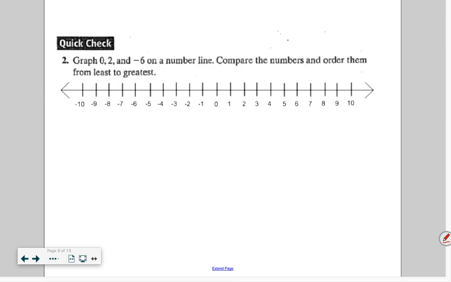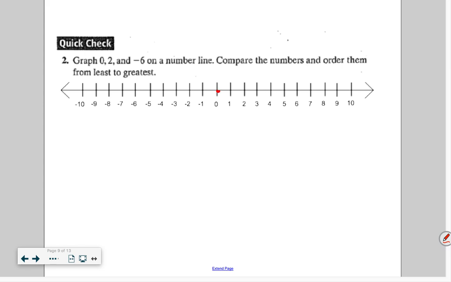Graph 0, 2, and -6 on a number line and compare them. Now, in this question, that's just a basic number line, correct? If you're ever told to make a number line, it should look very, very similar to this. Notice that there's equal distance between all of our numbers, and they're going up by the same value every single time between those tally marks on that number line, correct?